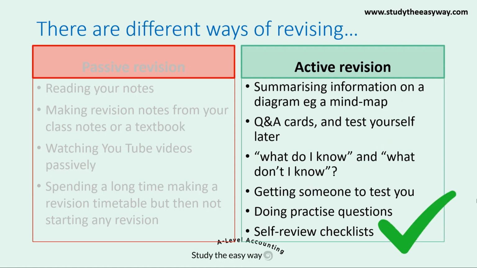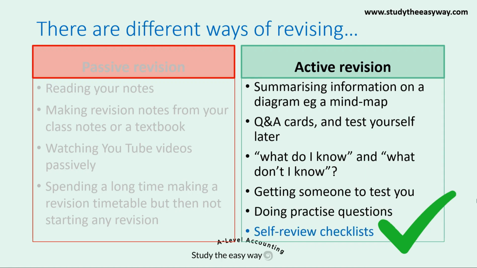Active revision techniques include summarizing information on some kind of diagram, maybe a mind map or a spider diagram. Question and answer cards, which you can use later to test yourself. Assessing what you know and don't know about a particular topic. Asking someone else to test you using resources that you prepared earlier. Doing practice questions, preferably ones that are of a similar style to those found in the exam papers.